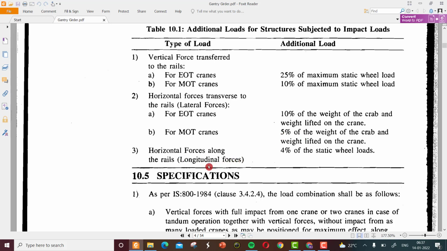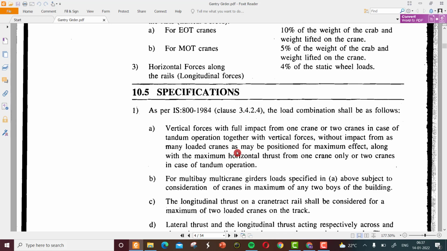And longitudinal force is taken as 4% of the static wheel load. So these are the guidelines for selecting or finding the horizontal loads, like the lateral loads as well as the longitudinal forces.